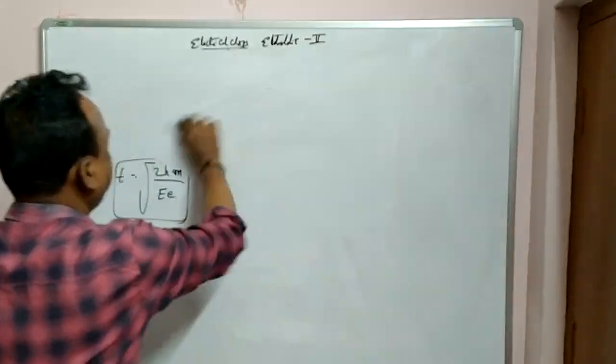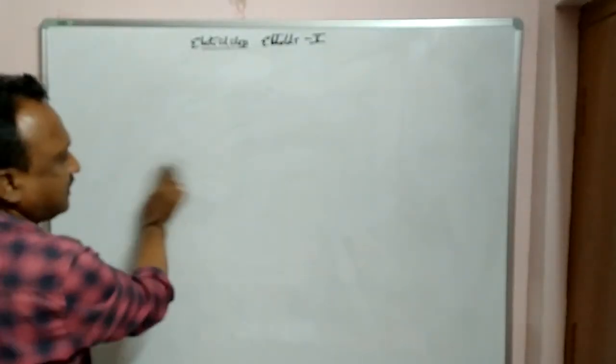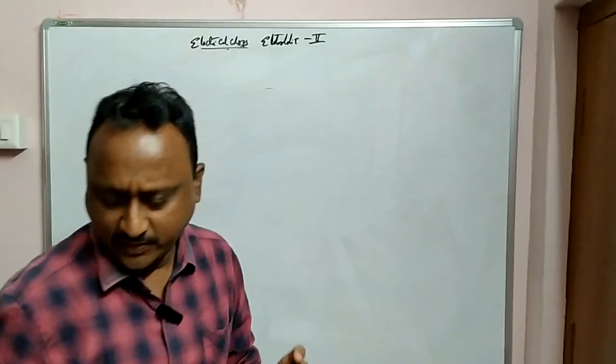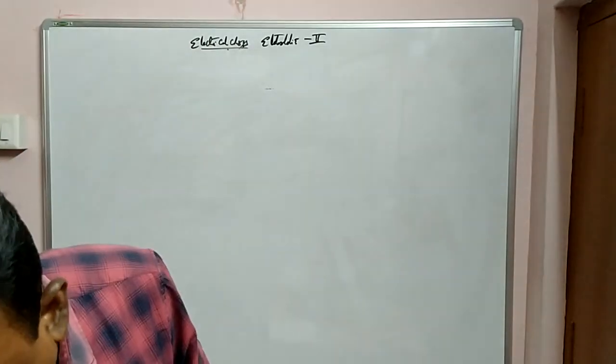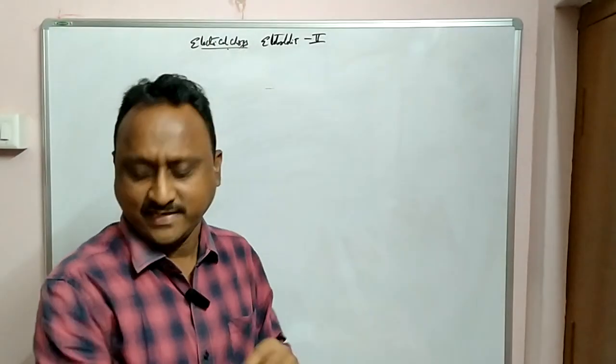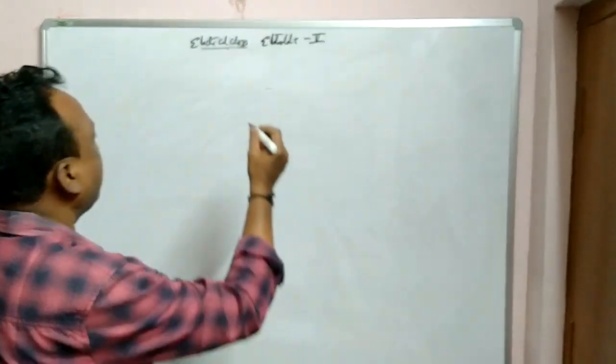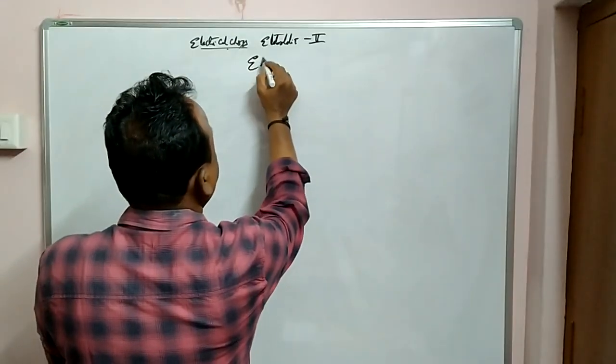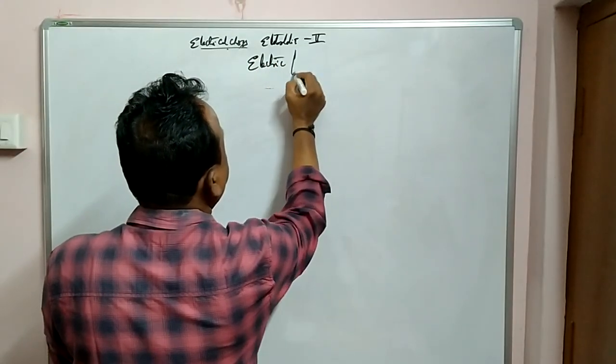Now let us go still further in this electrostatics. Now we are going to talk about electric field lines. Just like in magnetism, you read about magnetic field lines. So let us see what electric field lines are.